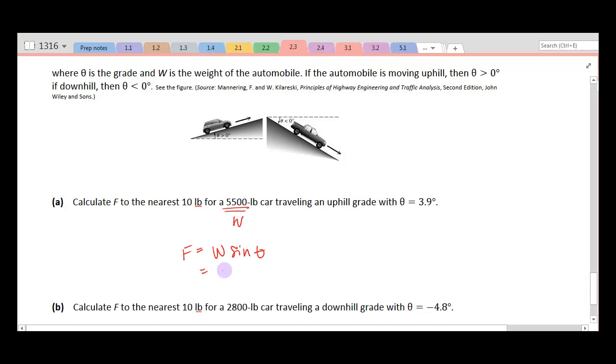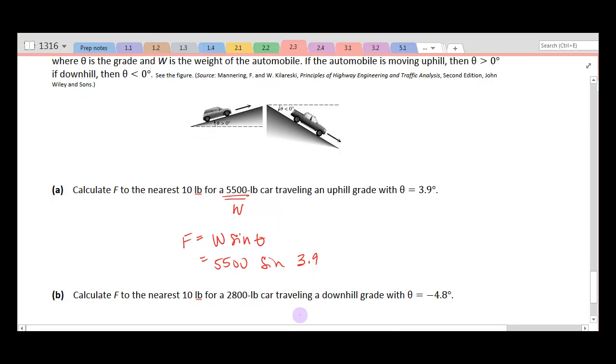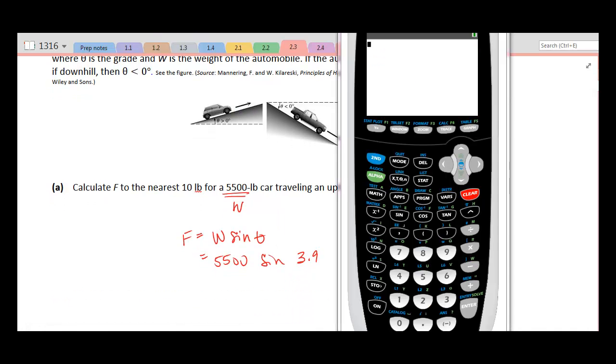So that would be 5,500 sine of 3.9. So I'm going to use my calculator to solve for F. I'm just going to plug the whole thing into the calculator just like it shows here. So I have 5,500 times the sine of 3.9.